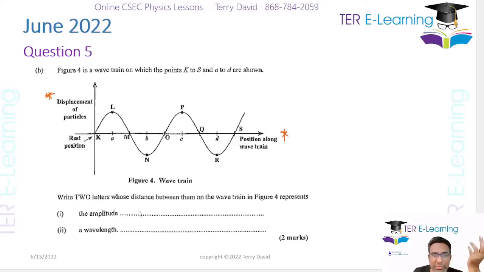So if you want to get amplitude, all we need to say, we could say something like AL, that's 1. Or we can say something like BN. Or we have even more of them. We can say CP. All of those are amplitudes. And the next one, they want wavelength. So the wavelength could be KO, or you could tell them LP. So there are multiple answers here. You could even say NR. All of those represent the wavelength of a wave.